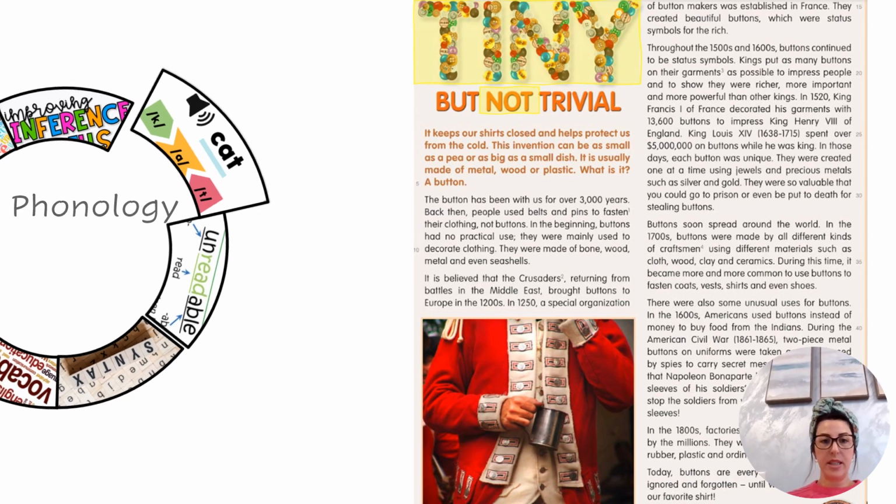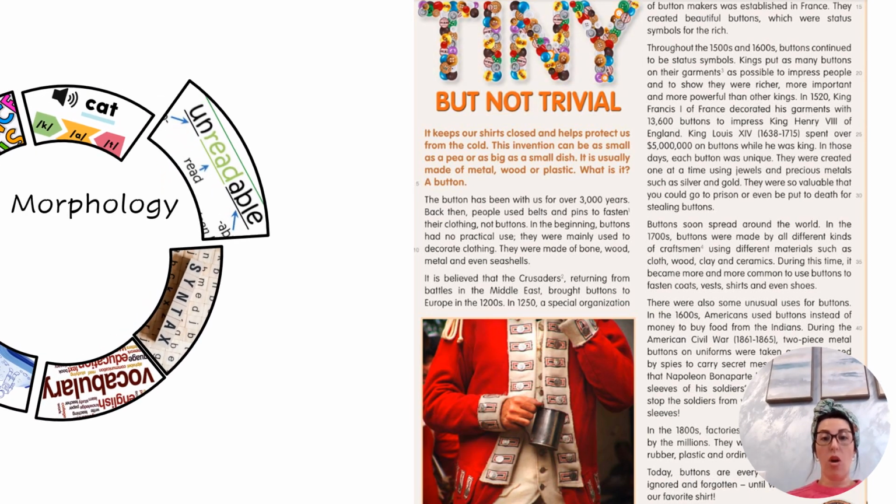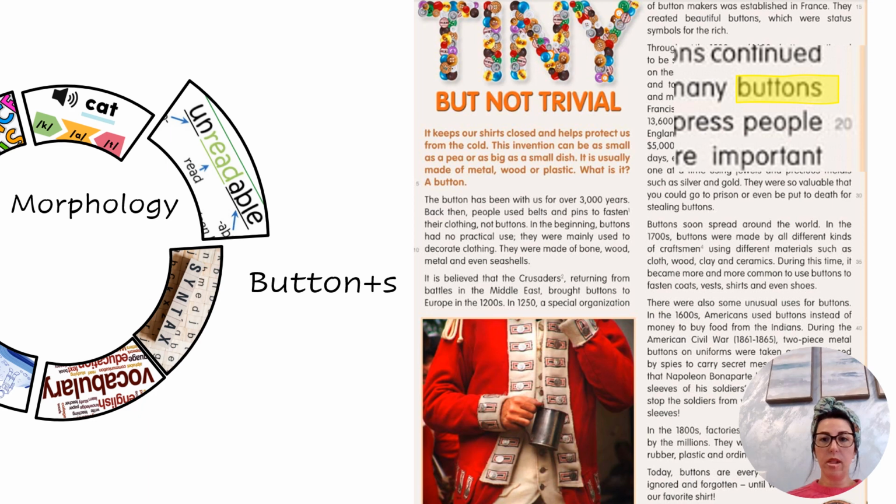Okay, the next aspect is morphology. Morphology is basically the orthographic structure of words. Recognizing morphological components helps in understanding the meaning and grammatical function of words. So if we look at my text, I have words, for example, like buttons. The reader should know that the word buttons is made of the word button plus the letter S, which represents the plural.